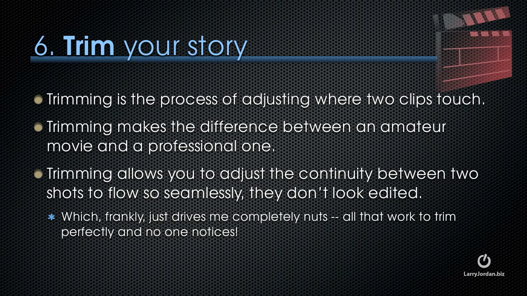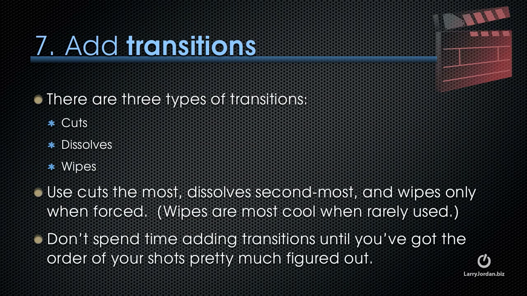So what trimming allows us to do is to adjust where two clips touch to get rid of the stuff that isn't necessary. It's called adjusting the continuity between two shots so they flow so seamlessly the transition from one shot to the next doesn't even look edited, which frankly drives me completely nuts. I will spend a half an hour making the perfect edit point between two shots, and it looks so good that it just flows smoothly by, and people say, so what did you do? All that work. And no one notices.